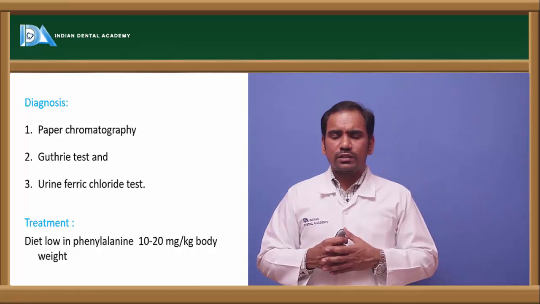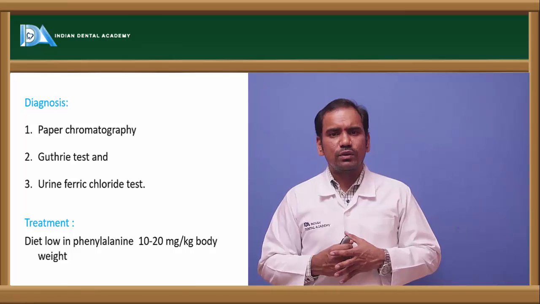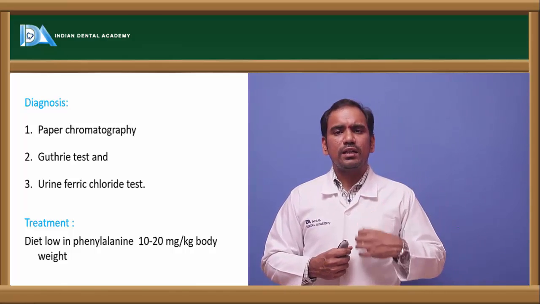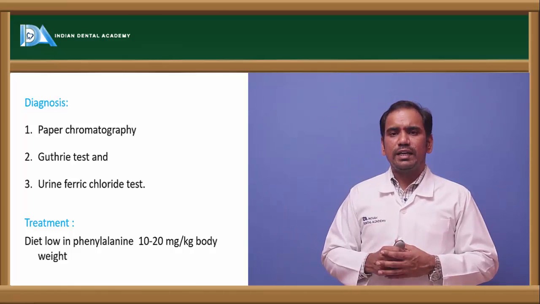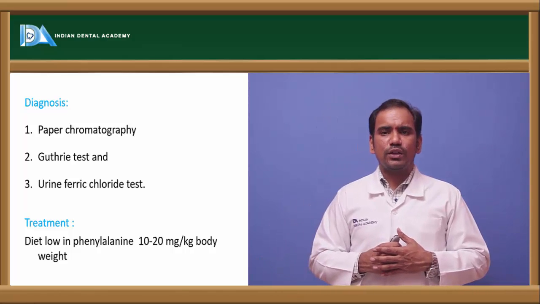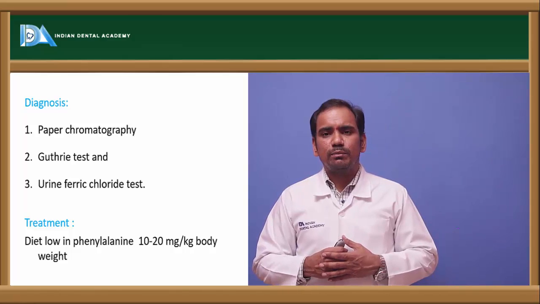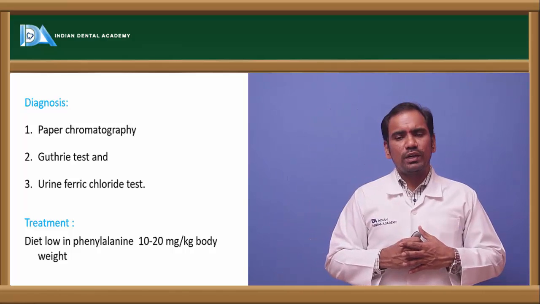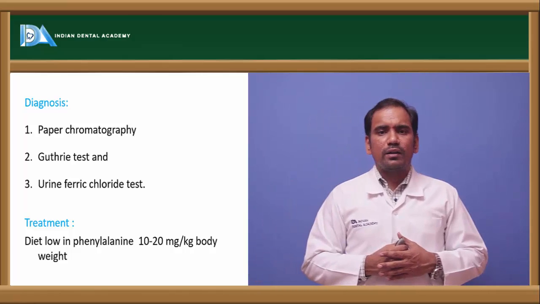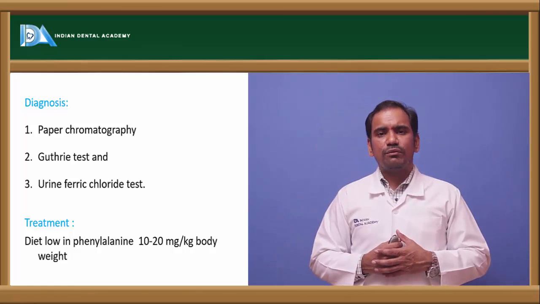And apart from that, what is the treatment for phenylketonuria? It can be treated by decreasing the amount of phenylalanine in the diet. You have to decrease the intake of phenylalanine, and in phenylketonuria, the prescribed amount of phenylalanine to be taken per day should be 10 to 20 milligrams per kg body weight. When you take that much phenylalanine, you can prevent the effects of phenylketonuria.